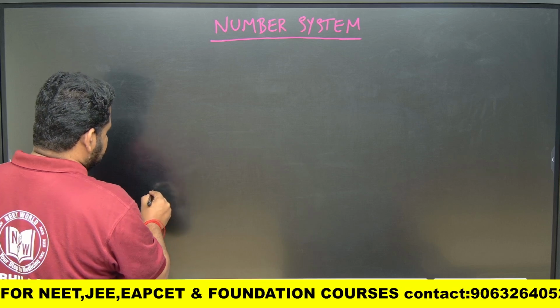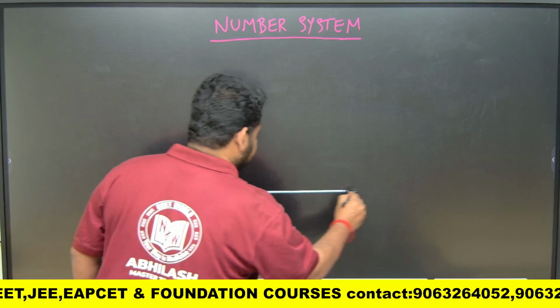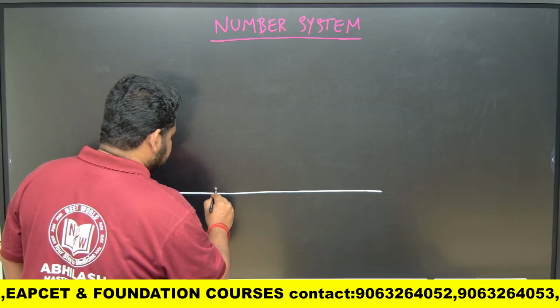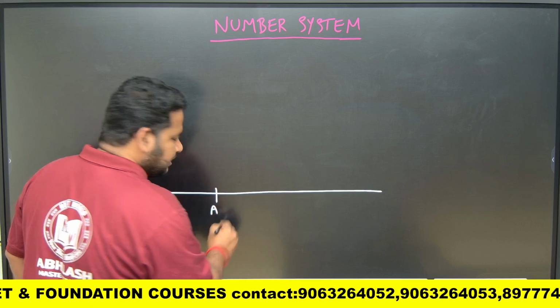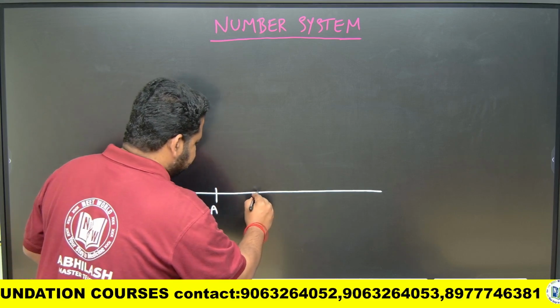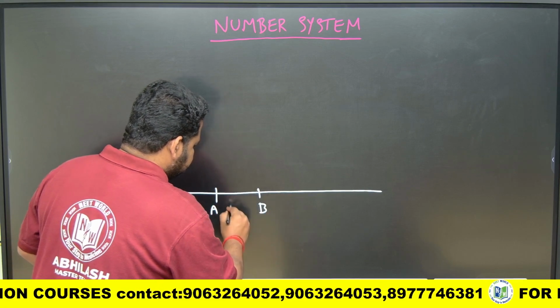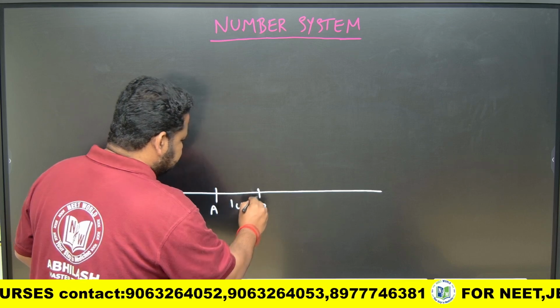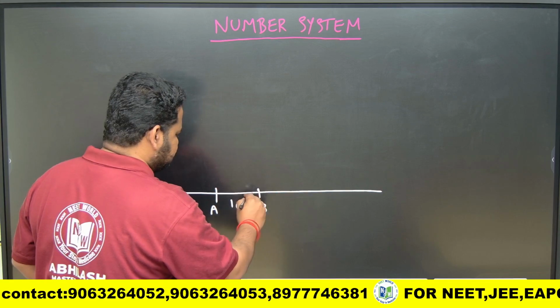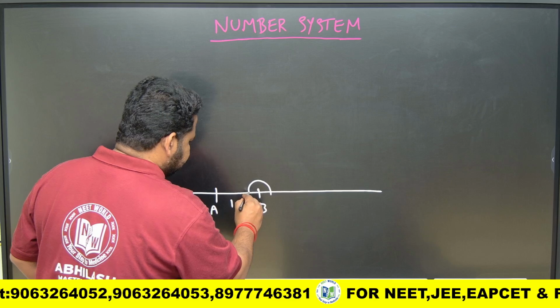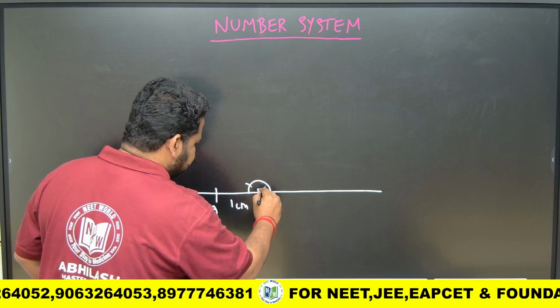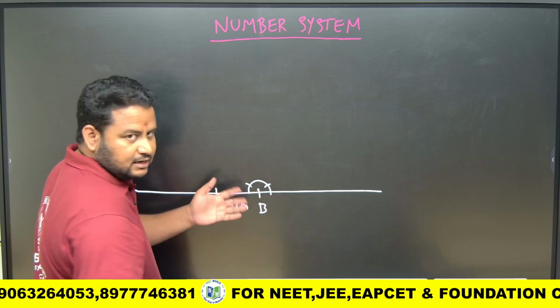First, like I told you, let us take a straight line. Let this be point A. From here let me take a 1 centimeter gap. Let this be point B. This is 1 centimeter. Here I want a 90 degree angle at B. From here I will draw one arc.